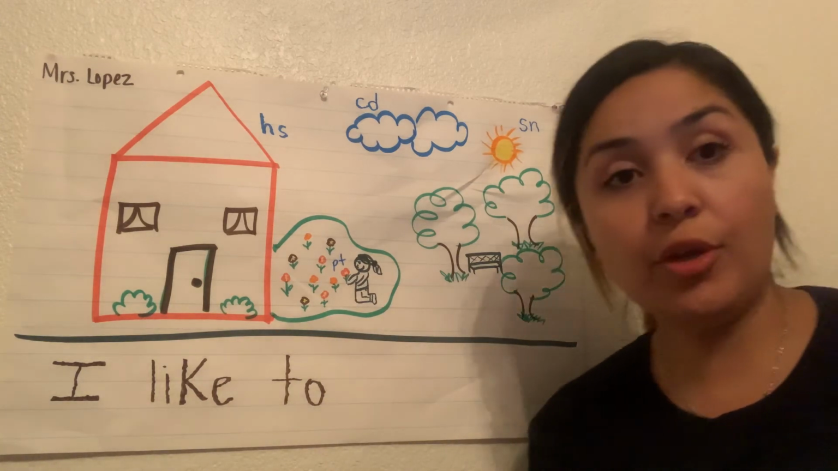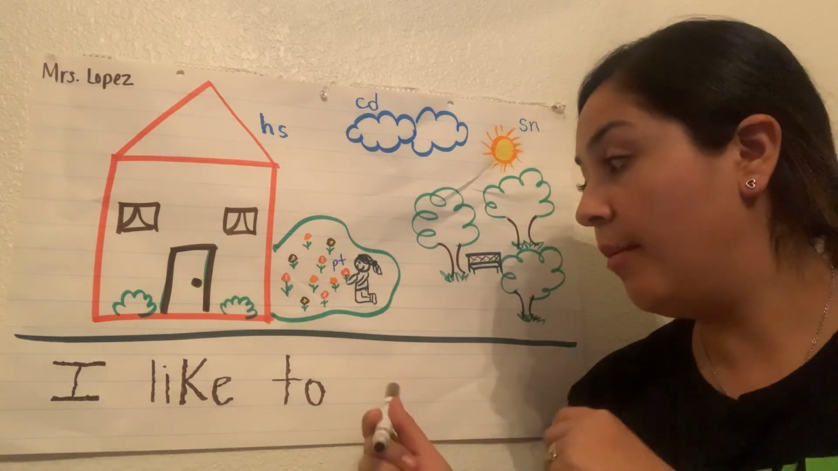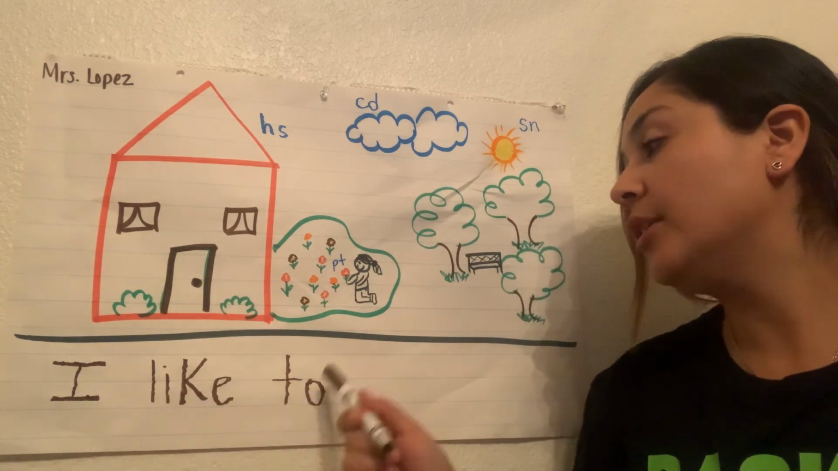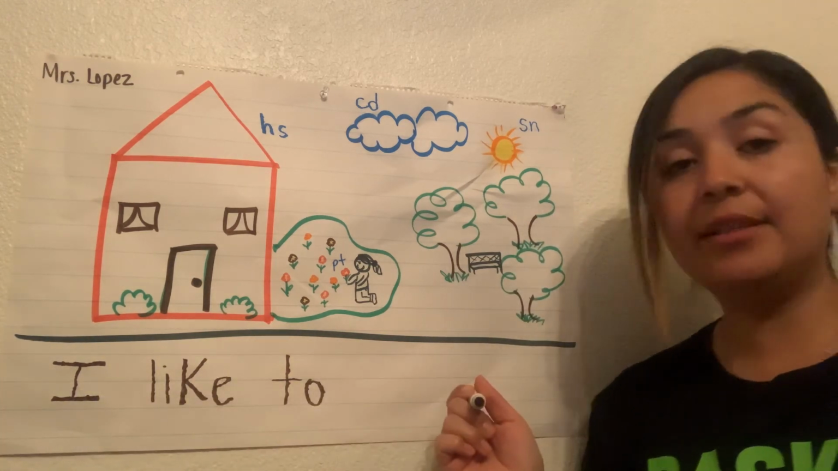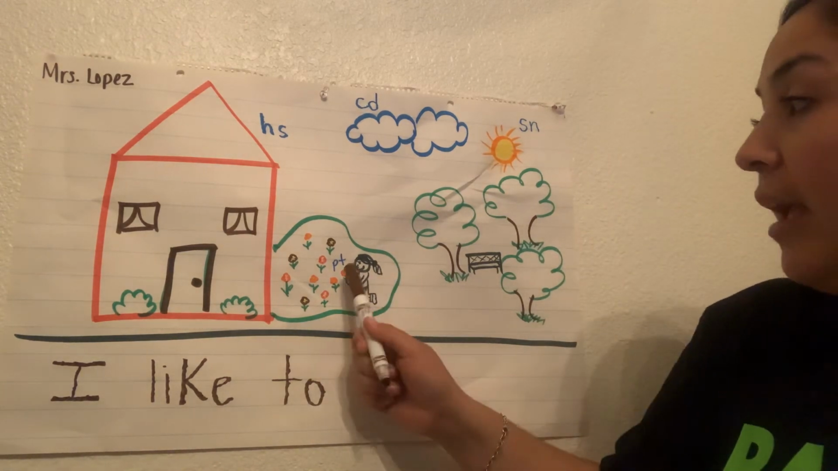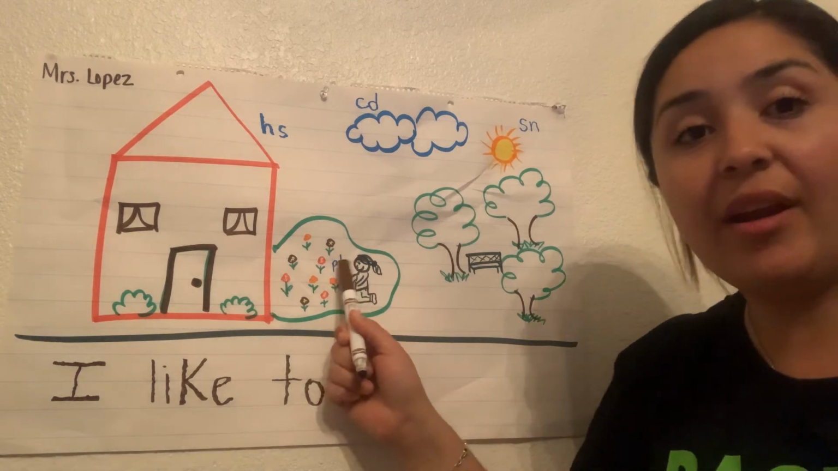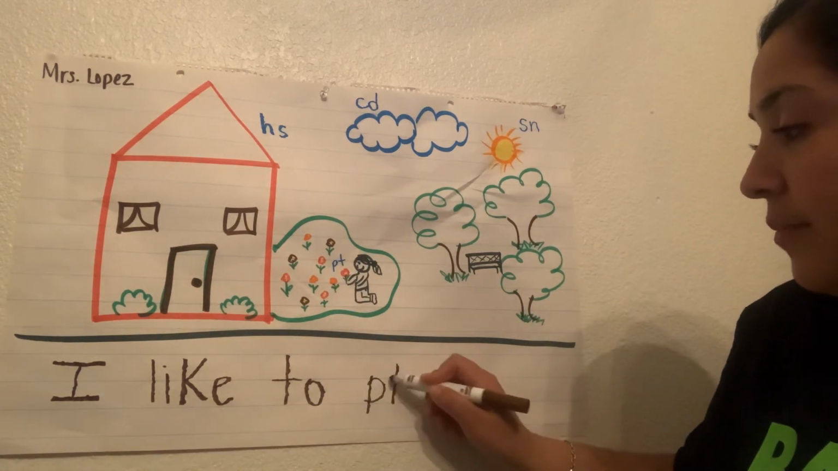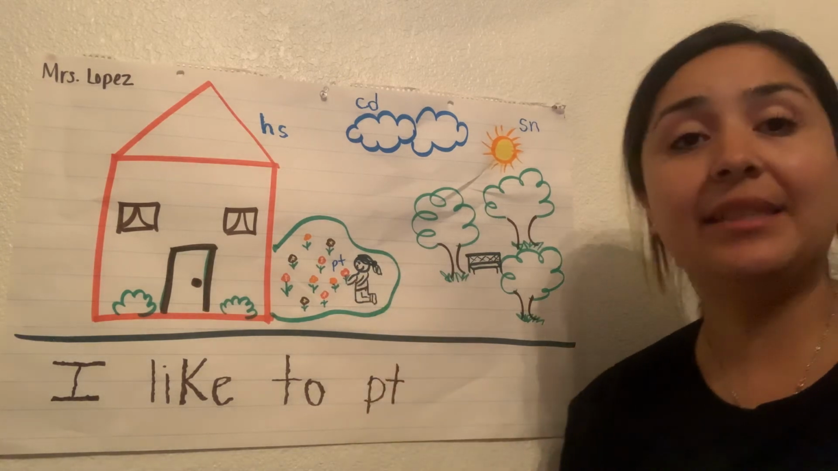So this is where you're going to come and you're going to write the sentence just like I did. I like to, and then fill in the rest of your sentence, which mine is plant. So I'm going to go ahead and finish. And hey, guess what? I already have my label right here. I can just copy that. I like to plant.